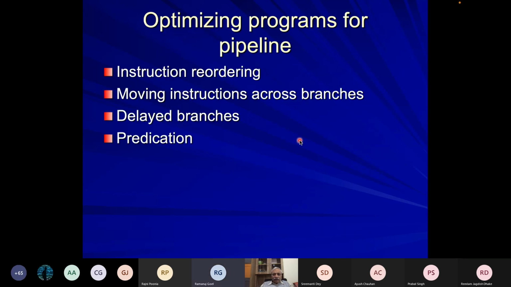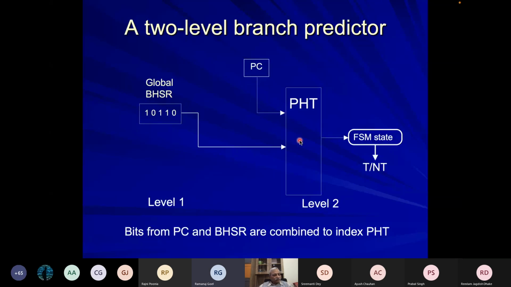For it to be effective, you would need to do all of this in one cycle, otherwise it wouldn't be of any use. Yeah.